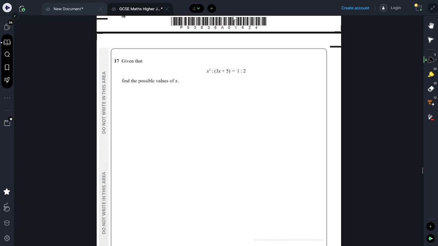Okay, so we are given that x squared, 3x plus 5. This might explain the other ratio question actually. Okay, so with this, if two ratios are equal, you can actually equate them if they're identical. So if I have 1 to a number, that number has to be 2. For example, if 1 to n is 1 to 2, n has to be 2.